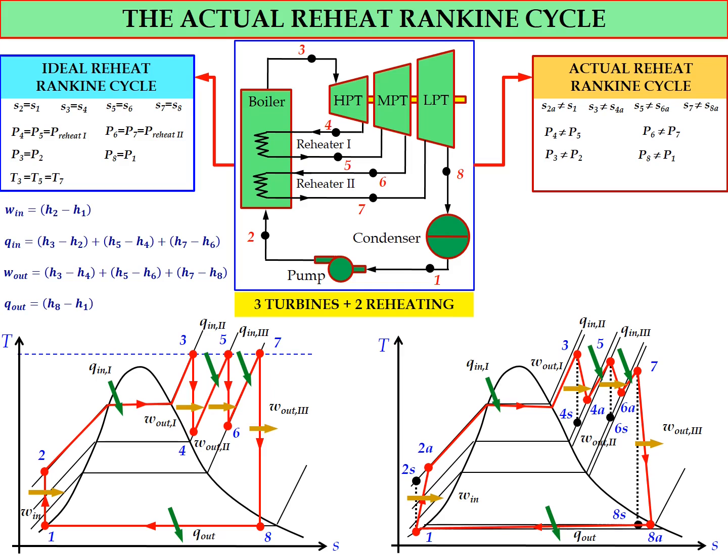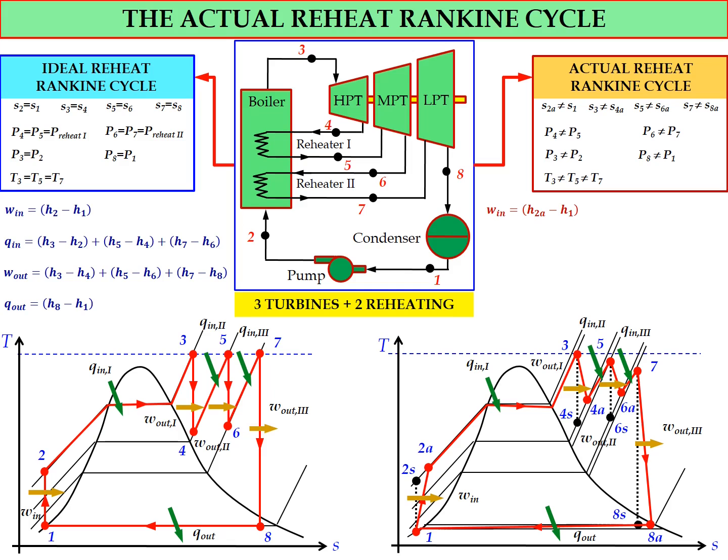And during the heat addition process, normally we will have a pressure drop, so P3 is not equal to P2. Similarly with the heat rejection process, the pressure will not be constant, so P8 is not equal to P1. And the condition after the reheating process is not equal either, so T3 is not equal to T5, not equal to T7, due to the heat losses and so on.